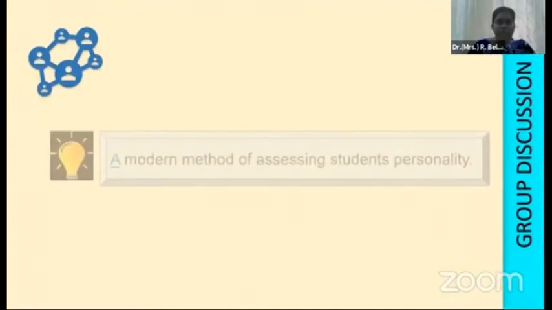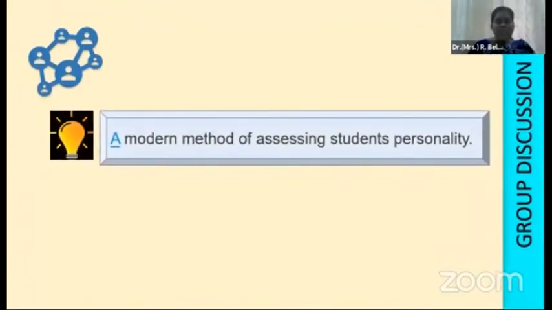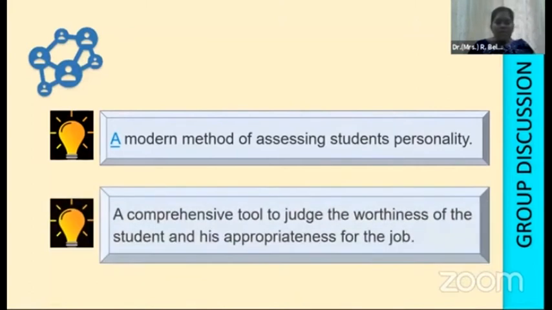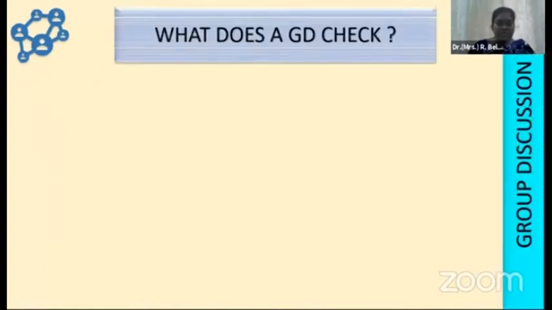Next process is the group discussion process. This is a very modern method of assessing students' personality. You can find out personality, and I'll tell you how through a group discussion. It's a comprehensive tool to judge the worthiness of a student and his appropriateness for the job. Will he fit into our company? Will he fit into our culture? Will he be able to manage with co-workers? All this can be gauged in a group discussion.